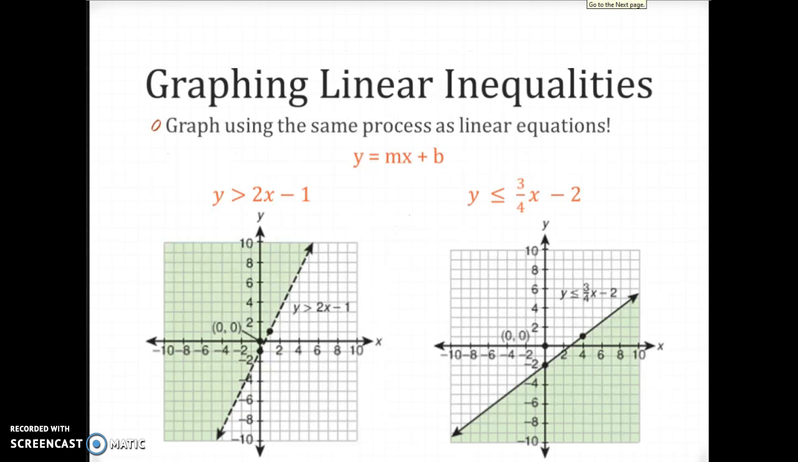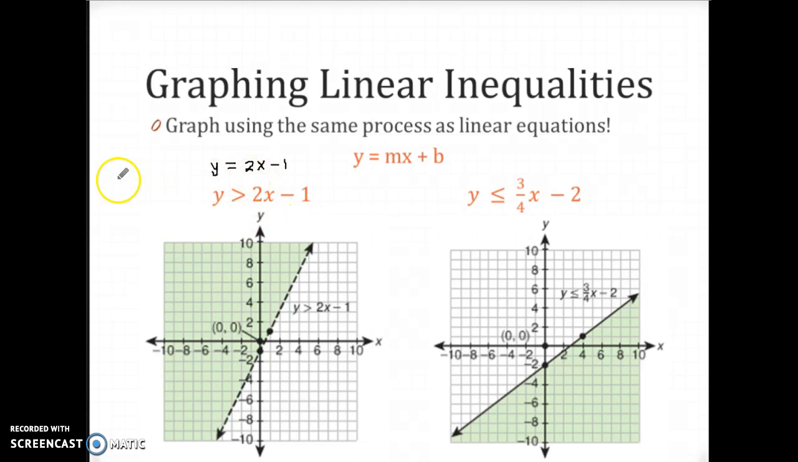Now, getting into graphing linear inequalities, we're going to use the same process we used with graphing equations. The easiest way to graph them is using slope-intercept form, where we can see the slope of this line, noted by m, and where it's crossing our y-intercept. So in this example, if this were the equation y equals 2x minus 1, we would have our y-intercept at negative 1, which we can see here. And then the slope is 2.